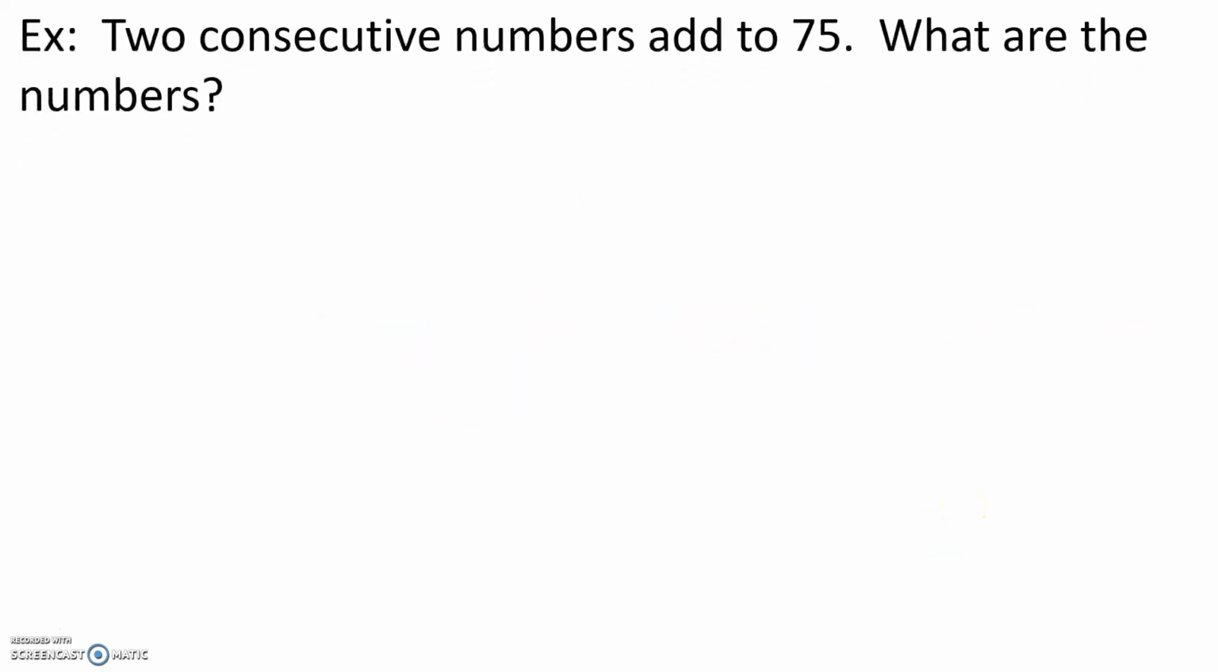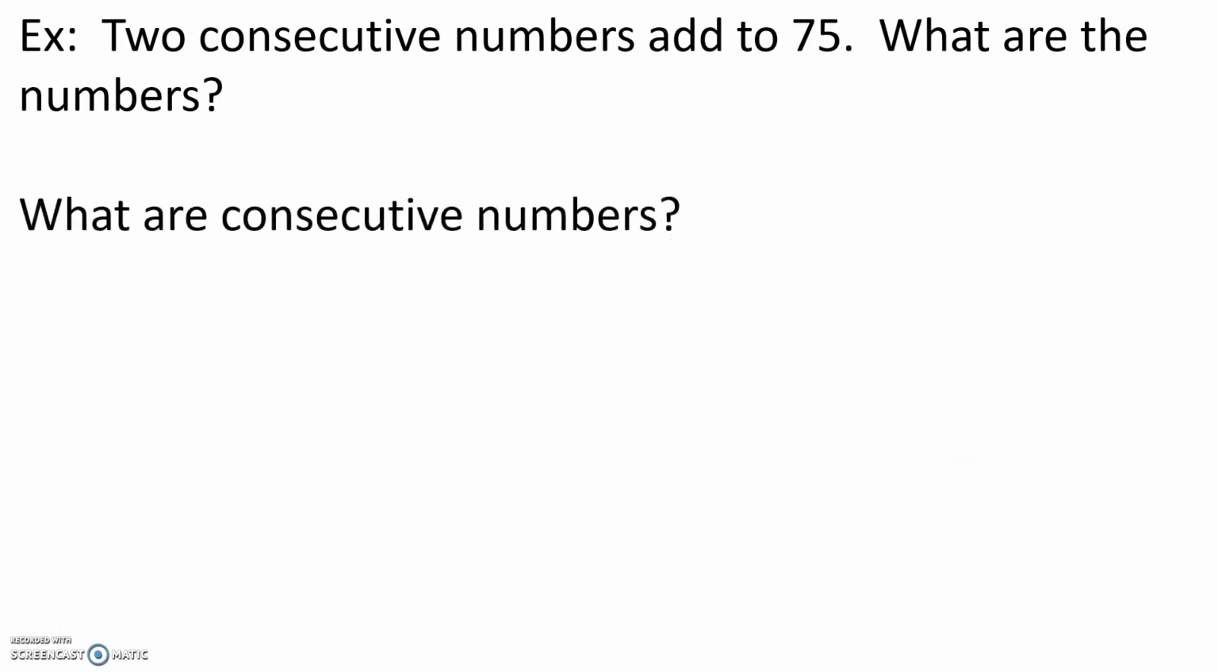Here's another example. 2 consecutive numbers add to 75. What are the numbers? Well, first of all, what are consecutive numbers? Consecutive numbers are numbers that follow one another. For example, 4 and 5, or 10 and 11, or 19 and 20. Notice that the second number is always one more than the first number. So if we didn't know what the first number was, the second number can be written as one more than the first, which is x plus 1. So consecutive numbers can be written as x and x plus 1. The second number is always one more than the first.